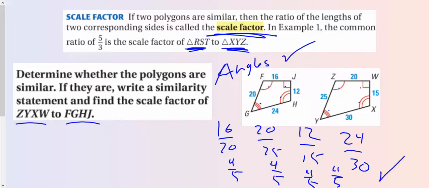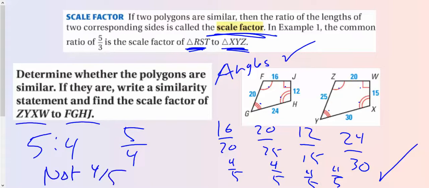So yep, that checks out. They are all the ratios reduced to the same value. And then it's saying the big one to the little one. So 5 to 4, not 4 to 5. This would be wrong. Okay? So make sure you read in the order that they want you to go, because that is significant.